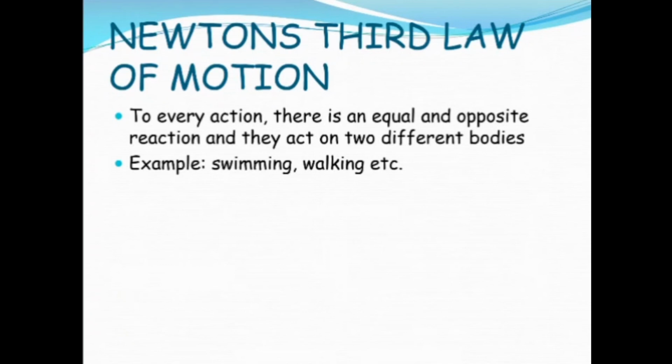Now let's learn about Newton's third law of motion. Newton's third law of motion states that to every action there is an equal and opposite reaction, and they act on two different bodies. For example, if an object gives an action, then it will have an equal and opposite reaction, and the equal and opposite reaction will act on two different bodies.